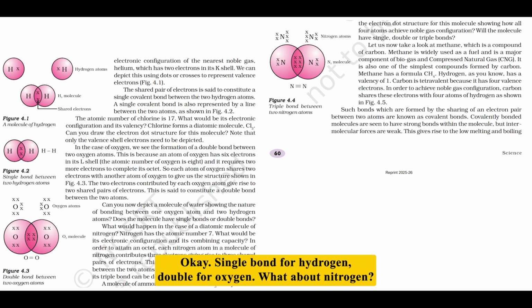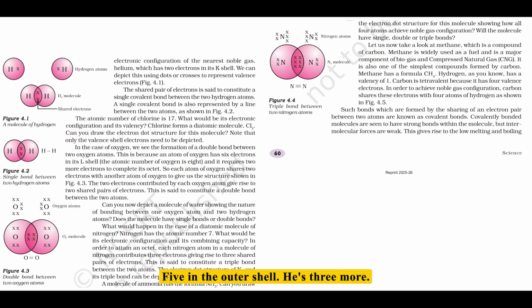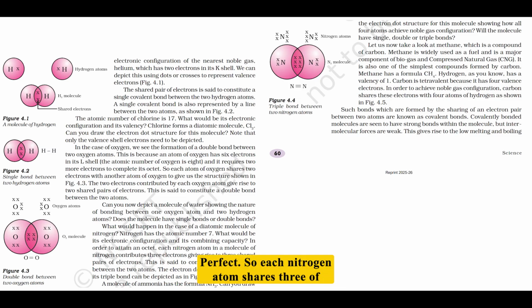Okay. Single bond for hydrogen, double for oxygen. What about nitrogen? N2. Let's see. Nitrogen N2, atomic number 7. Configuration is 2, 5. How many more does it need? 5 in the outer shell. Needs 3 more. Perfect. So each nitrogen atom shares 3 of its valence electrons with the other nitrogen atom.